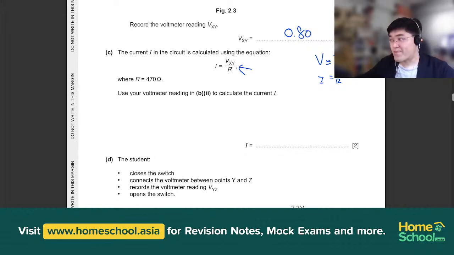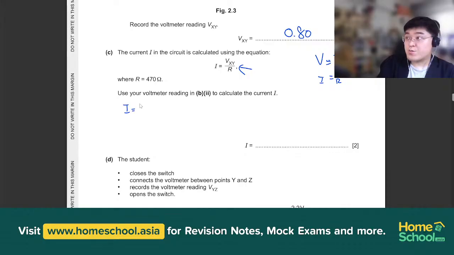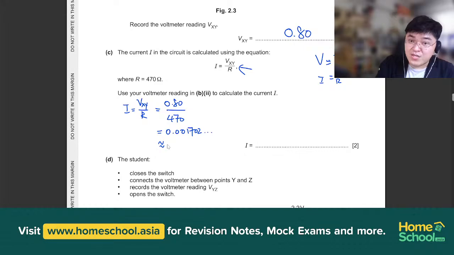All right, so let's do this. We're given I equals V over R. So let's put in the value of V. V is 0.80, divided by R, which is 470. And we should get a very tiny number, 0.01702 and so on. Let's convert this into 2 significant figures: 0.0017. Because our third significant figure is 0, and 0 is smaller than 5, we round downwards, so 0.0017 amperes over here.